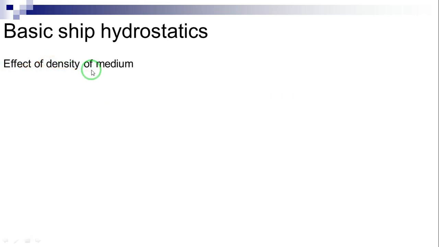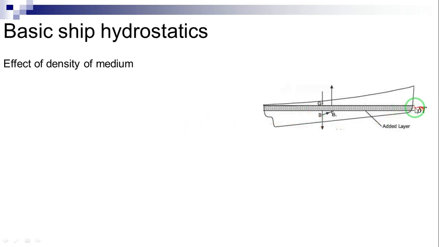Effect of density of medium. A decrease in the fluid density where a vessel floats requires an increase in the displacement volume, nabla, to satisfy the static equilibrium requirements. For instance, a ship moving from salt water to fresh water experiences an increase in draft, delta T. This increase can be calculated by equating the increase in displacement volume to the volume of a layer of buoyancy of uniform thickness delta T distributed over the original load water plane.